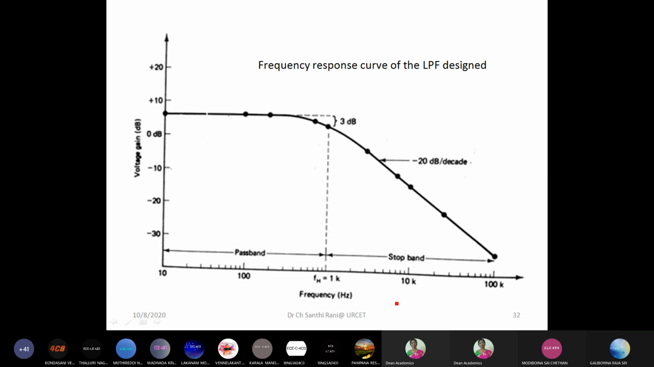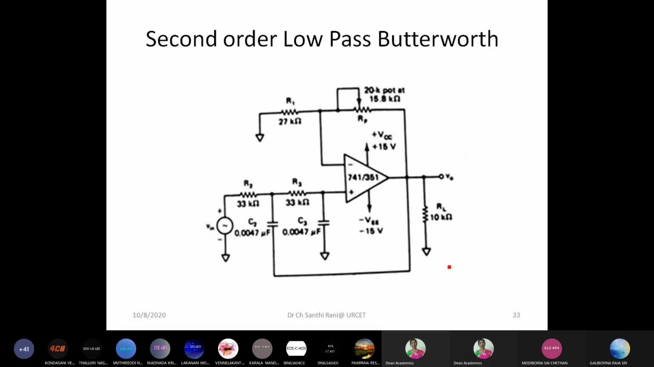So this type of frequency response we will get, which your friends have done. All others, please complete it also. It is always good to follow the instructions given by your professors or lecturers. Then a second order low pass Butterworth filter we have seen. When we say second order filter, we add one more RC network.